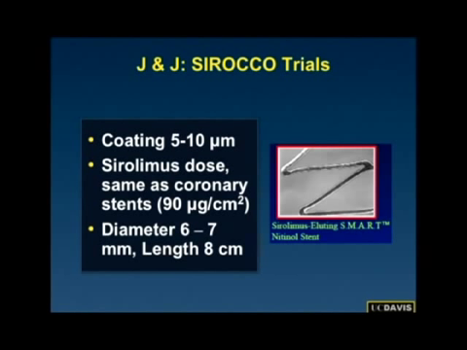So the first trial was the SIROCCO trial, which looked at the Sirolimus-Eluting SMART stent in very limited stent selection, either 6 or 7 millimeters in diameter and a length of 8 centimeters. We thought we knew what worked in the coronaries, so we were going to put it on a peripheral stent, the same concentration.